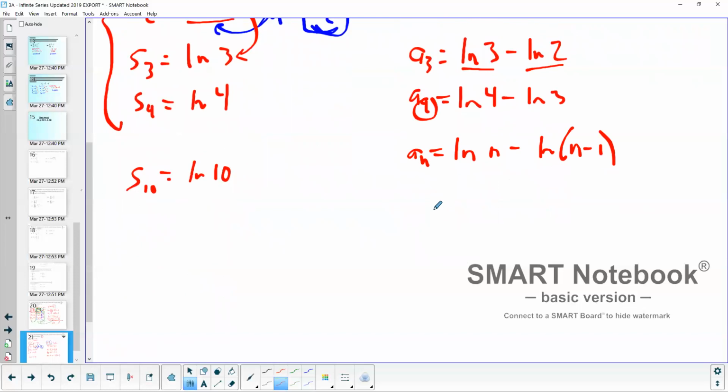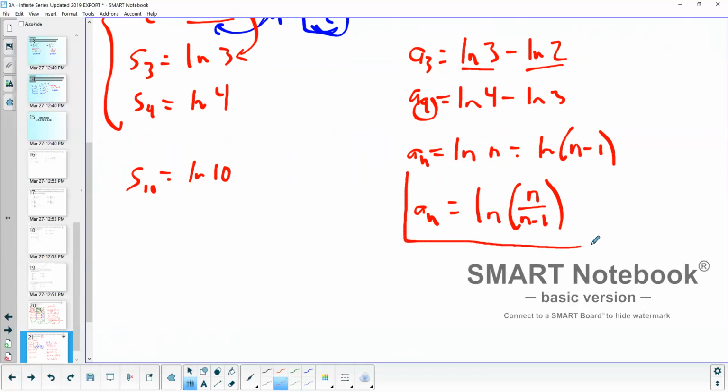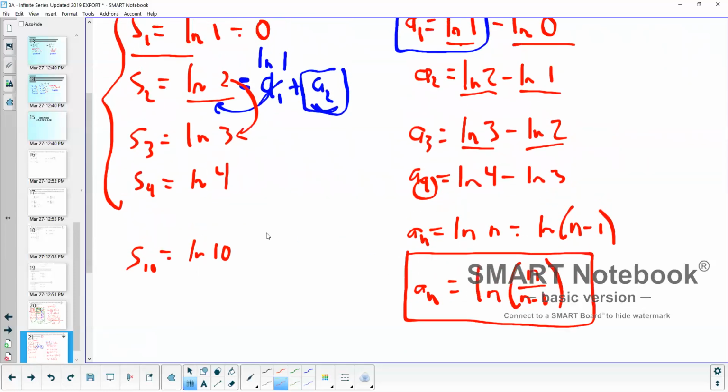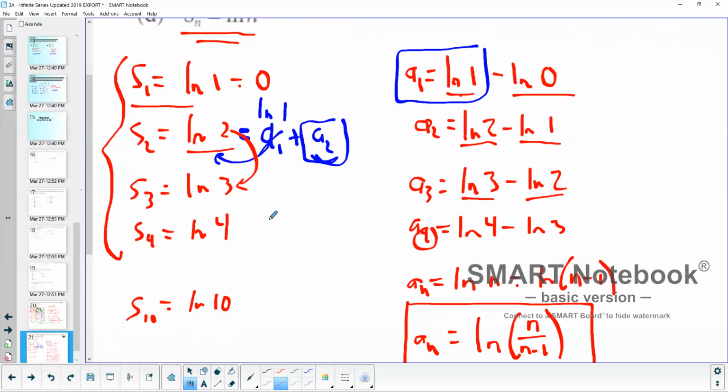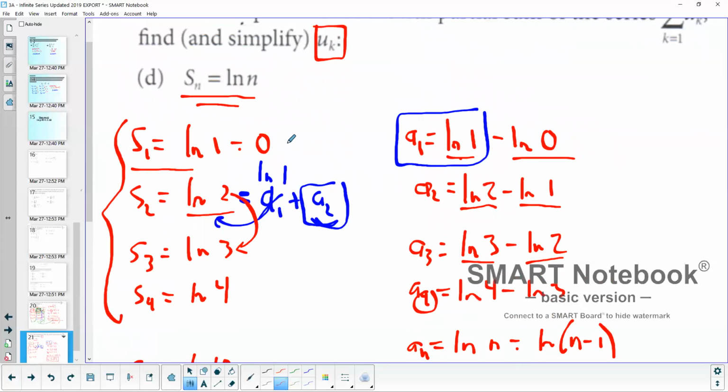And so then using our properties of logarithms, we can rewrite this as the nth term. And when you subtract logarithms, subtraction condenses back to division. And so it's equal to the natural log of the quantity n over n minus 1. And so this is our answer for 3D. Now, the trick here was this was not an arithmetic series. This was not a geometric series.